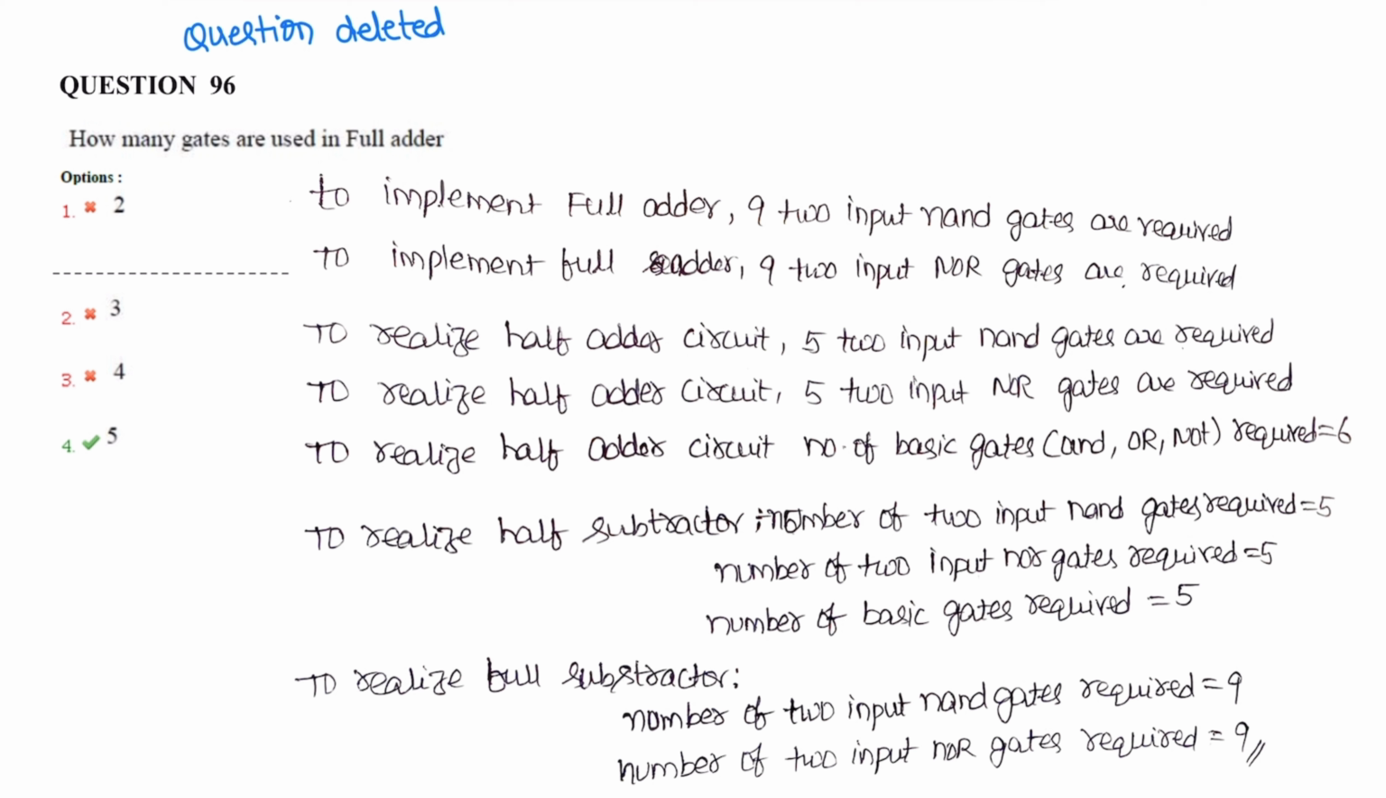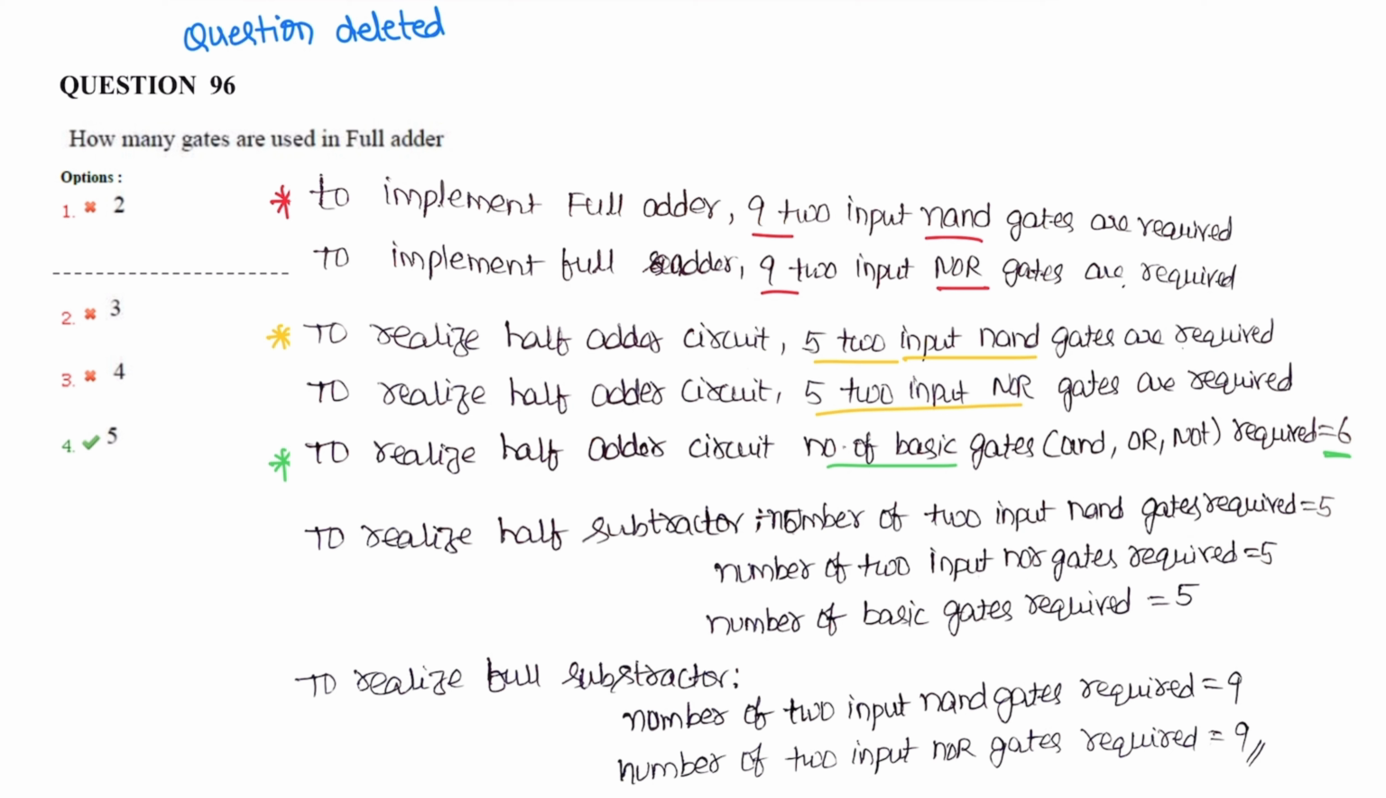To implement a full adder, 9 two-input NAND gates are required, or 9 two-input NOR gates are required. Similarly, to realize a half adder circuit, 5 two-input NAND gates or 5 two-input NOR gates are required. To realize a full adder circuit using basic gates AND, OR, NOT, the number of gates required is 6.